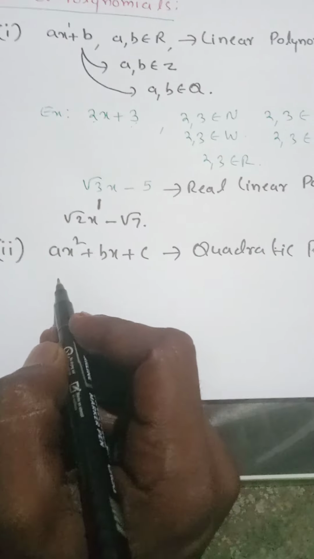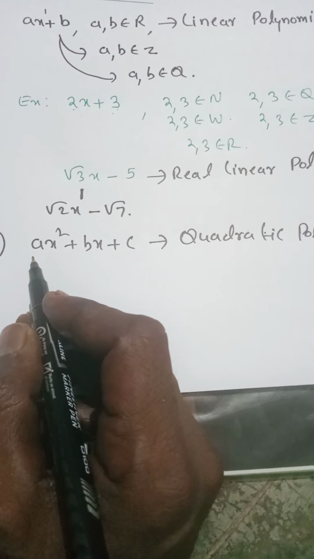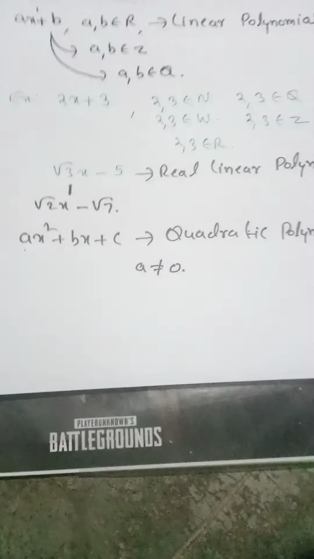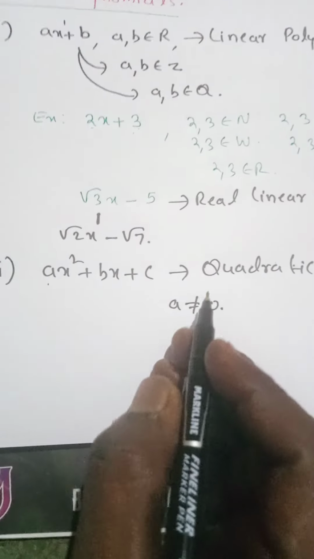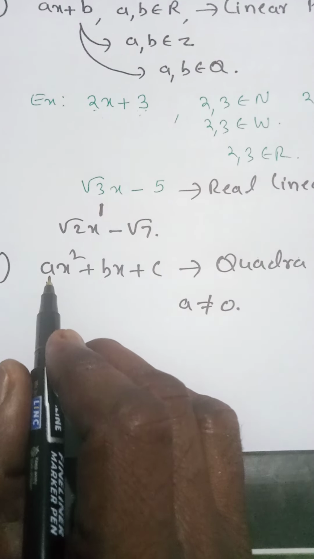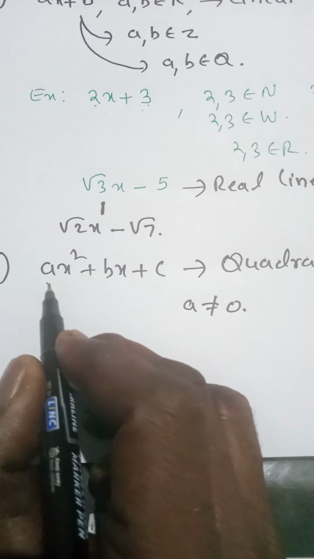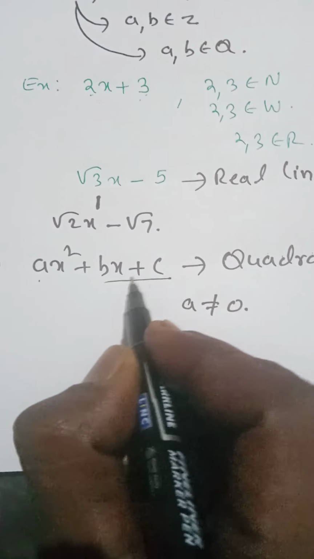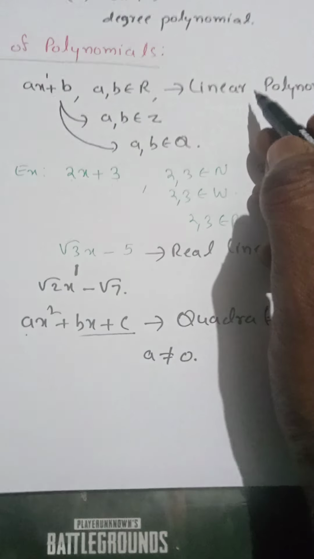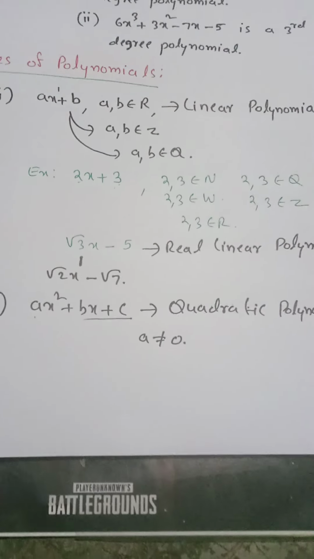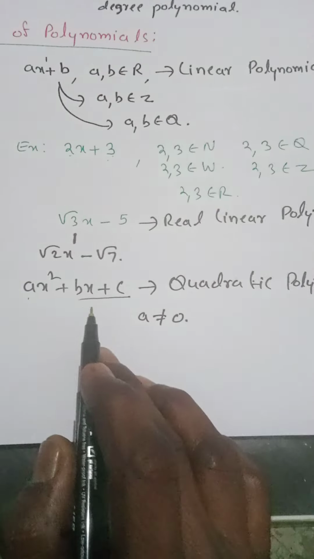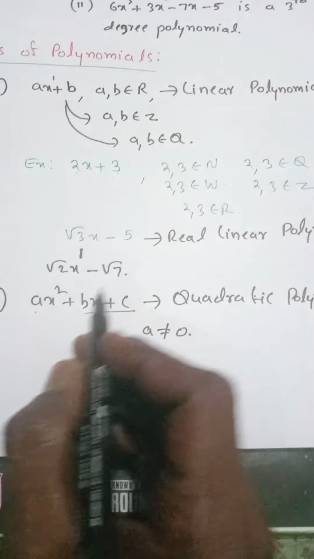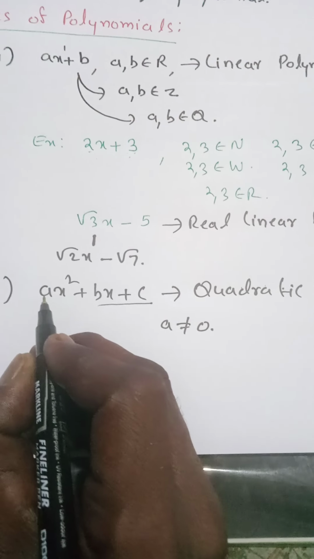One more thing, this is said to be the quadratic polynomial if and only if a is not equal to 0. This is very important for you to remember. If we take in the place of a the number 0, what will happen? The first term value will become 0, then it gives us only the first degree expression, which is a linear polynomial. So we can understand that the quadratic polynomial will become a linear polynomial if and only if the coefficient of x square is 0.